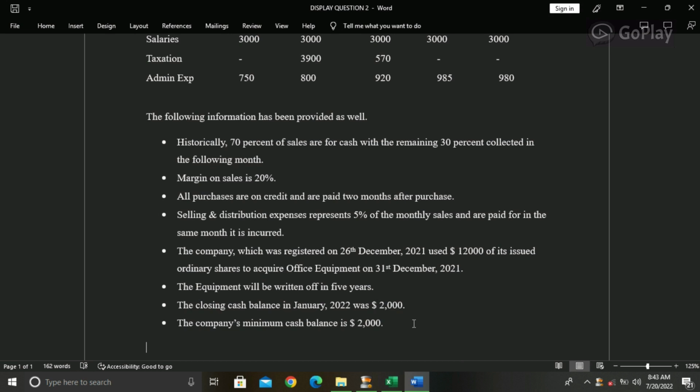Hence, we move to the next bullet, which is bullet number 6. The equipment will be written off in 5 years. This means that there will be depreciation on the equipment in 5 years. But like I mentioned in the first video, depreciation is a non-cash item, so it will not come into the cash budget. So once again, this bullet is testing our understanding of cash budget. Then the last two bullets are talking about the closing balance and the opening balance. We will come to the last bullet later.